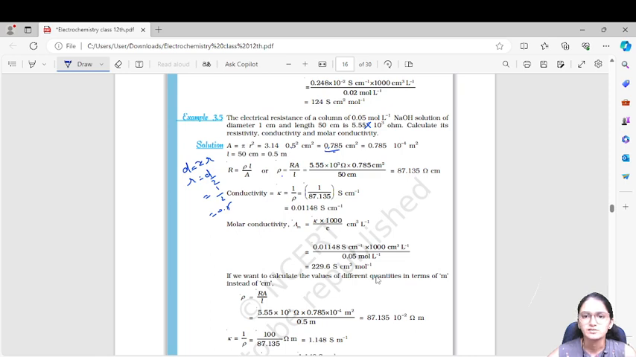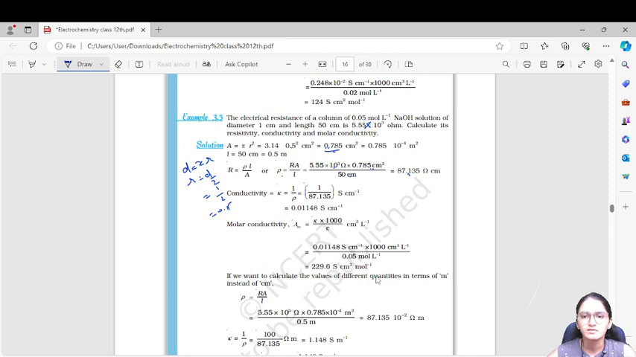Now you have to find resistivity. So rho is equal to R A by L. R is given, resistance is given, how much? 5.55. So that you put in place of R. A we found out, 0.785, and divide by 50, which is the given length. Now this is the resistivity, that is the rho value.